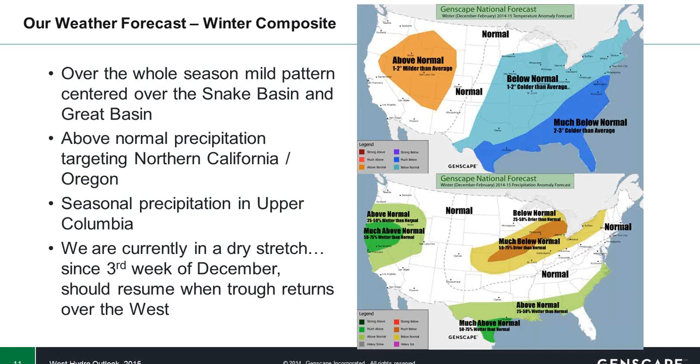In terms of precipitation, contrasting with last year, we had expectations of much above normal over California, so it's a big contrast there, and in Oregon. In the northern part, going into Columbia, it was more of a seasonal pattern. So we want to verify how it has verified so far in the winter.